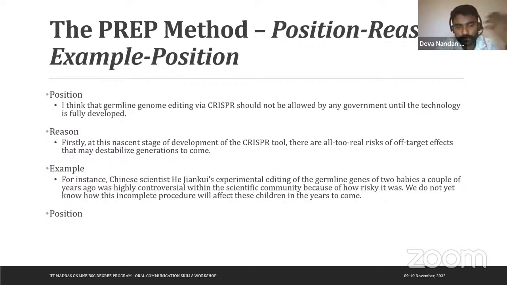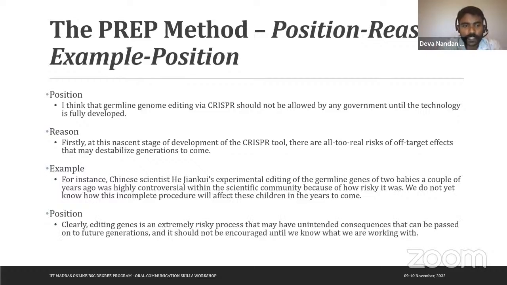You're putting forth your claim again with a reason, an explanation, and an example to back it up, to make it stronger, to solidify it. You're positioning it again and saying clearly, editing genes is an extremely risky process that may have unintended consequences that can be passed down to future generations. And it should not be encouraged until we know what we are working with, until we are certain of what we are working with. So this is an example of the PREP method of presentation.